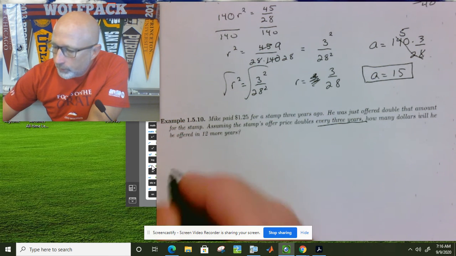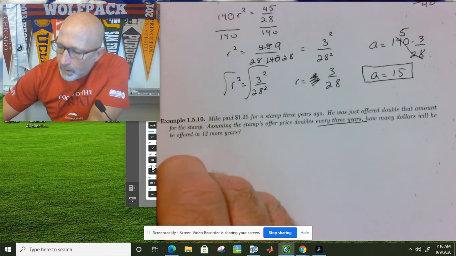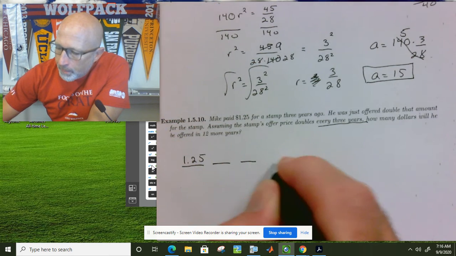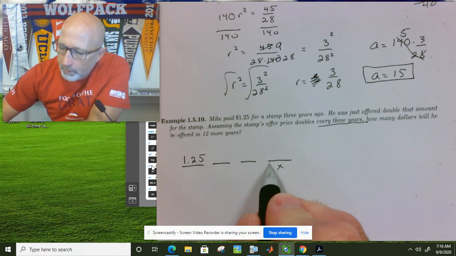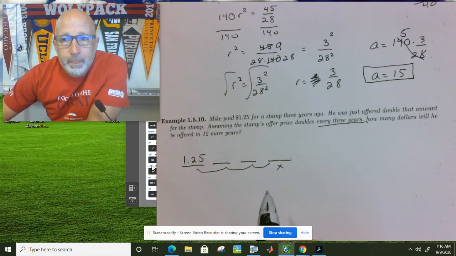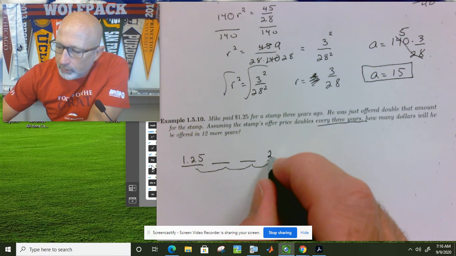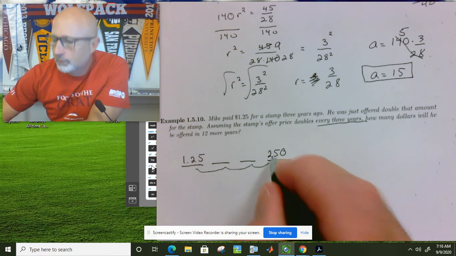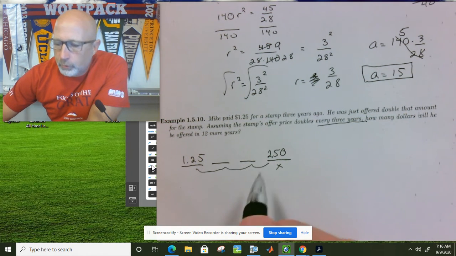So let's do this. Mike paid $1.25 for a stamp 3 years ago. So this is going to be $1.25. And then here we are right now, because this would be back 1, back 2, back 3 years ago. So he's just offered double that amount. So this is going to be $2.50.